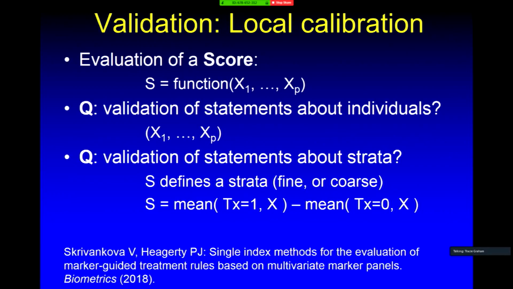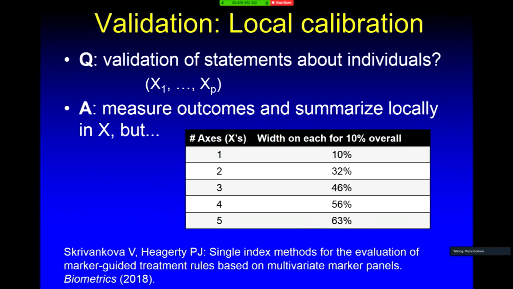And these are the metrics, I think, that identify appropriate metrics. What's the benefit or what's the risk? So just to emphasize, I think, that fundamental point, I'll show you this. I'd love to be able to validate statements about individuals with multiple characteristics. How would I do that? I'd find other people with those characteristics. But what I do is measure outcomes and then summarize locally.